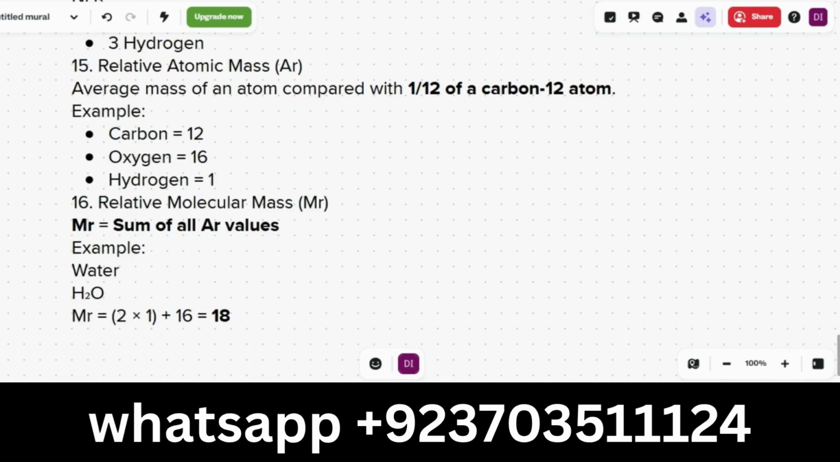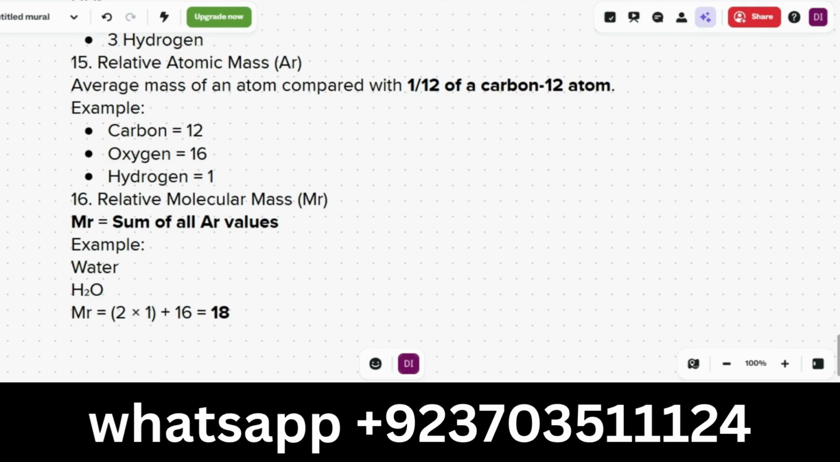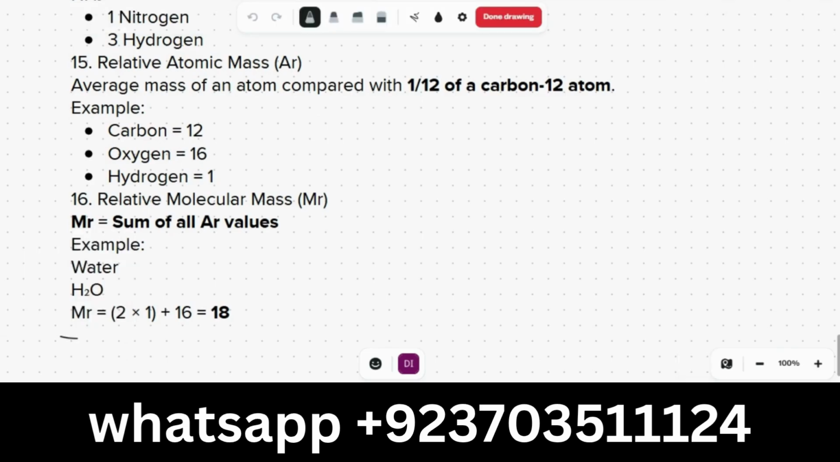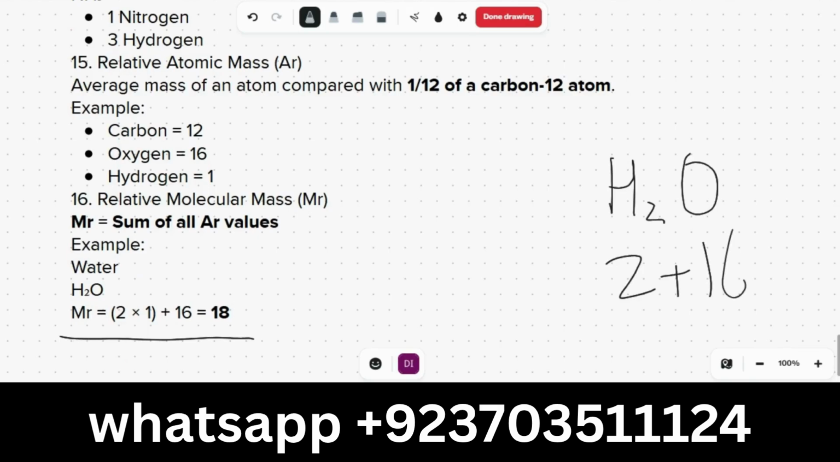Relative atomic mass, or Ar, is the average mass of an atom compared with 1/12 of carbon 12. Carbon is 12, oxygen is 16, hydrogen is 1. That is called relative atomic mass. Relative molecular mass is the sum of all the Ars. For example, Mr of water is what? We have two hydrogens, so that is 2, plus one oxygen, Ar is 16, so that will give us 18. That's all about it.